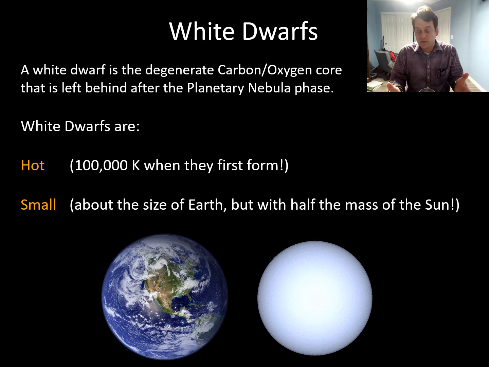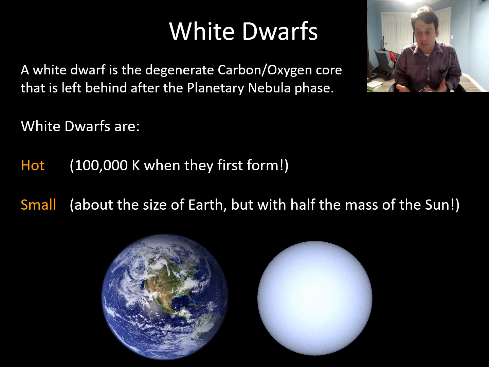I told you that these white dwarfs are hot, which is why they're white, but it turns out they're also really small, at least small on the scale of stars, very similar to the size of the Earth in fact, but with about half of the mass of the sun. This is for a solar mass white dwarf. It starts off with the mass of the sun, loses about half of its mass in the form of a planetary nebula. The other half of its mass is still there, but now the degenerate carbon-oxygen core has shrunk down to the size of the Earth.